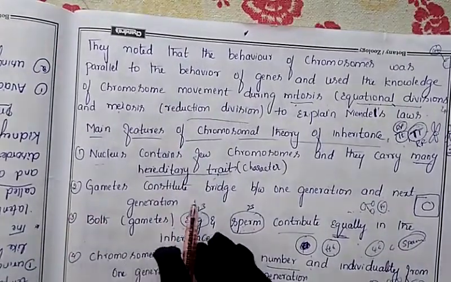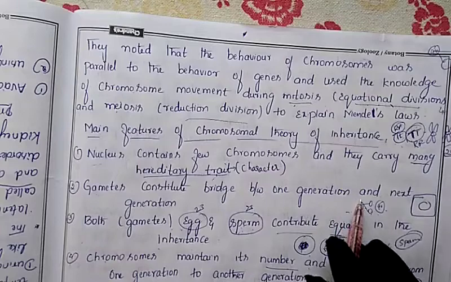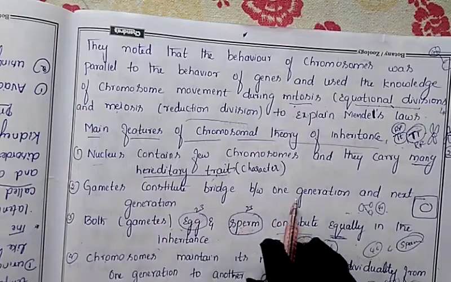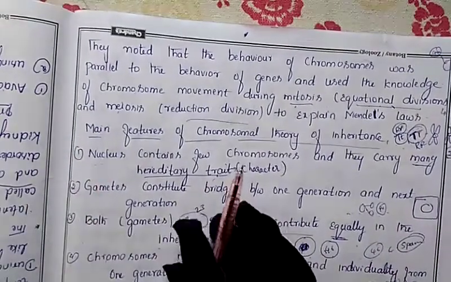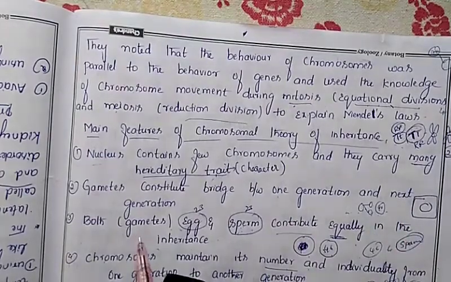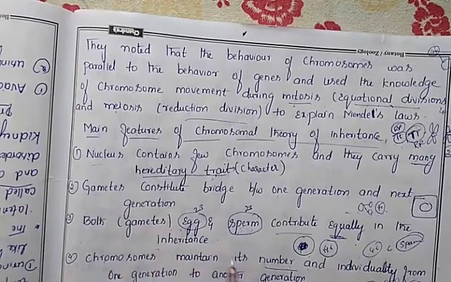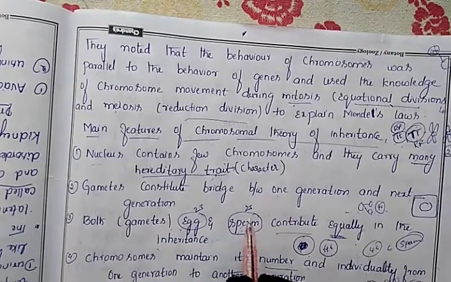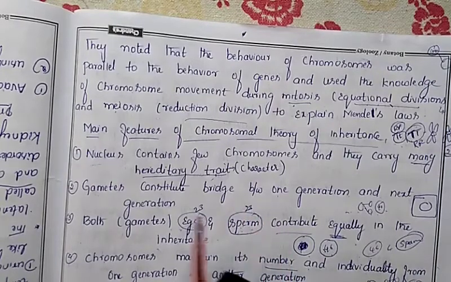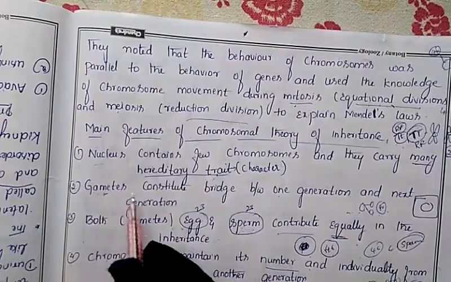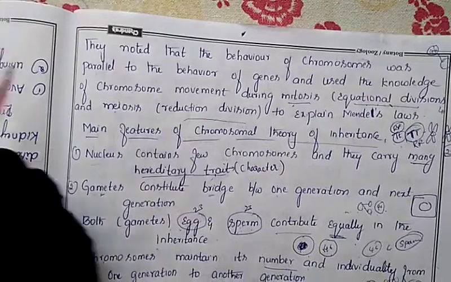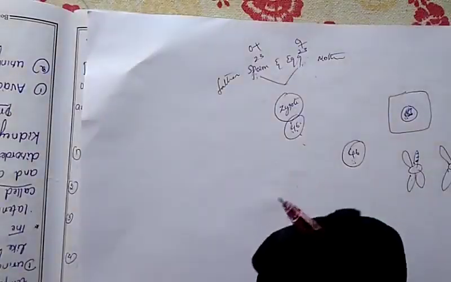Second, what they tell: gametes constitute a bridge between one generation and the next generation. Characters are transmitted from one generation to another. If the characters are to appear from your parents into your body, something is needed to transfer them. So gametes are responsible. Gametes act like a bridge, because through these gametes only the characters will be transmitted. If there are no gametes, the characters will not be transmitted.